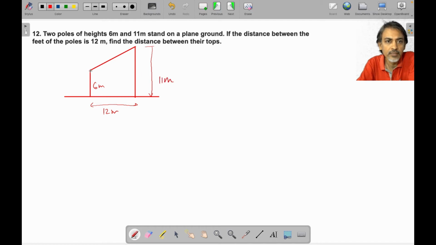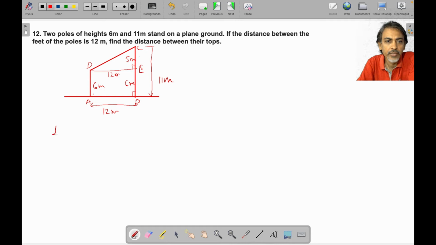Now let's assume we drop a perpendicular from here to here. So since this distance is 6 meter, this will also become 6 meter. Since this entire distance is 11 meter, this will become 5 meter. Since this is 12 meter, this will become 12 meter. Right? Right angle, right? So call it A, B, C, D and E.